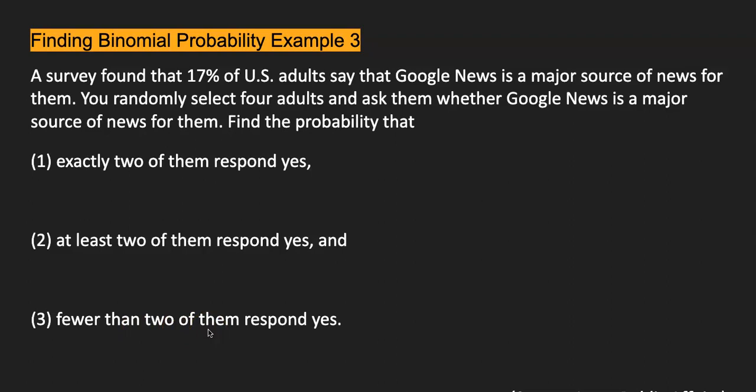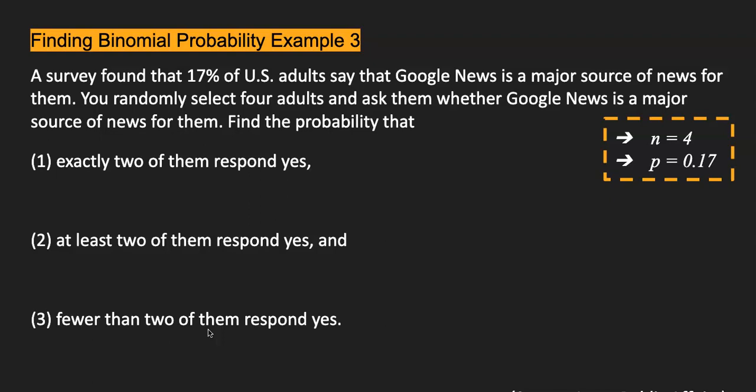A survey found that 17% of US adults say that Google News is a major source of news for them. You randomly select 4 adults and ask them whether Google News is a major source of news for them. So let's identify what N and P are first. N is 4 because you selected 4 adults, and P is going to be 0.17 as only 17% said that Google News is a major source of news for them.